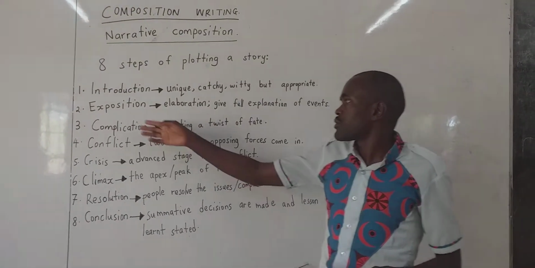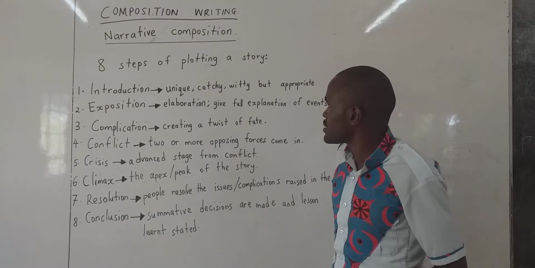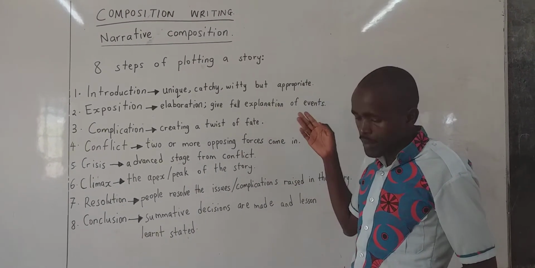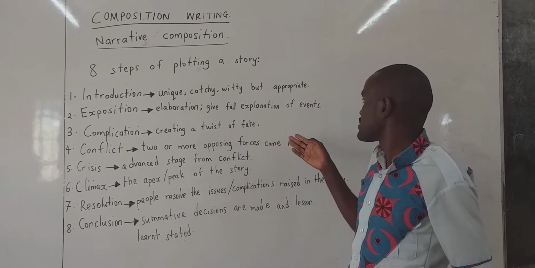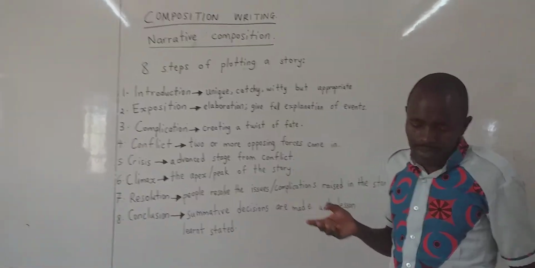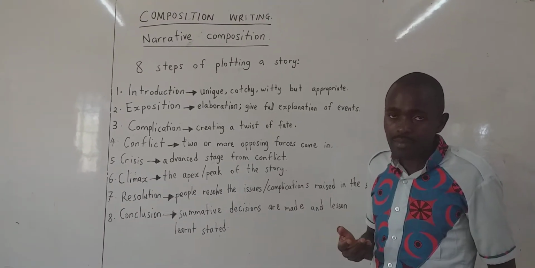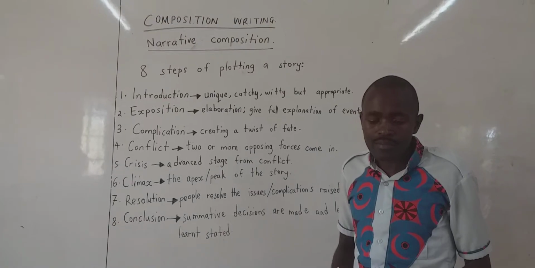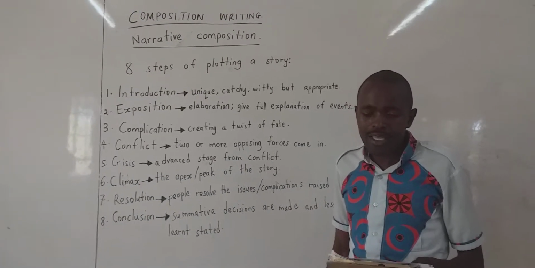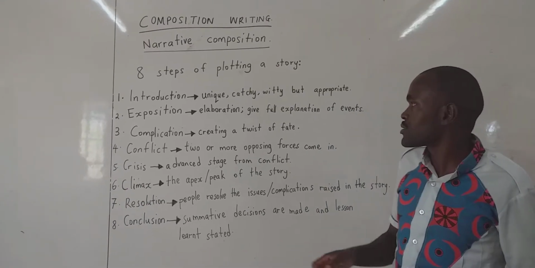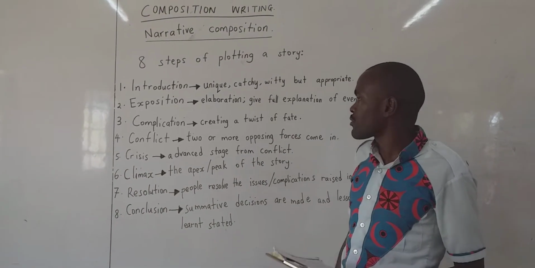Let's go to number 2, that is exposition. This is just elaboration. You give full explanation of events here. It can be marked by words like suddenly, all of a sudden, abruptly, instantly, immediately, gradually, eventually. Those are some of the words that you can use.